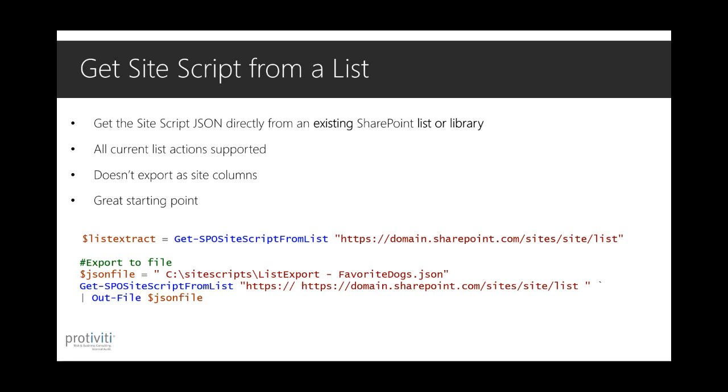Templates in JSON. So I said it was hard. You never want to mess with JSON. You never want to go by hand. What you can do is start with a list or start with a site. And what you're going to do is actually get the JSON from that list. So I can create a list, create a library, and I can export it into a JSON format. Now this is a great starting point.